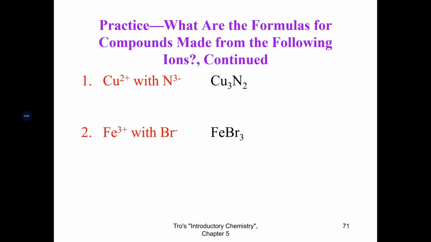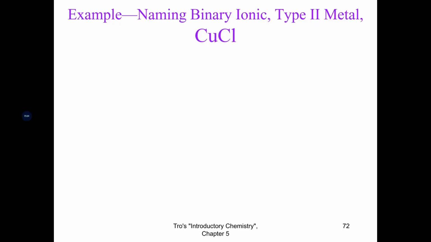The ferric ion with the bromide ion. Bromide has negative 1, ferric 3 plus, so I'm going to need 3 bromides for 1 ferric ion.